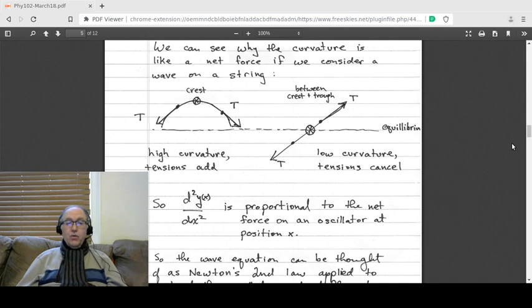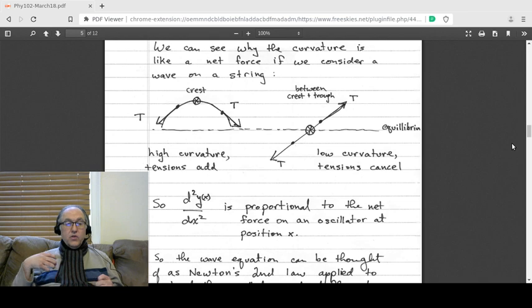If you take a look at an area where there's low curvature in the string, and this would be at a point between the middle of a crest and a trough, in other words, exactly where the string cuts across equilibrium, well, then the tension pretty much cancels. In areas where there's low curvature, the tension cancels, and basically an oscillator doesn't feel any influence from its left or right. Or it does, but they cancel out.